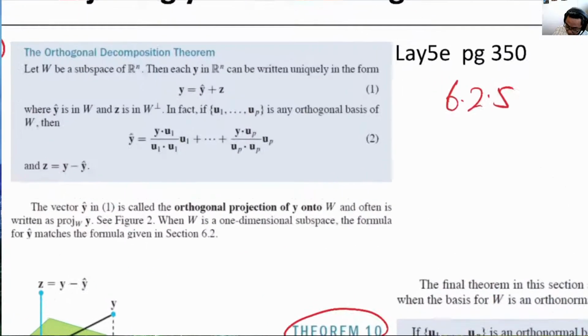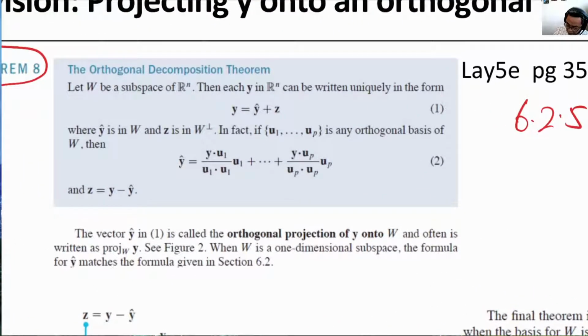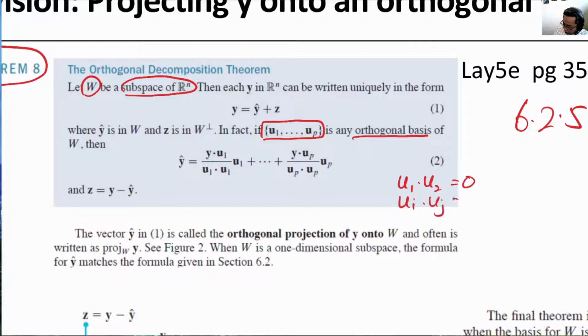Let's recap. If W is a subspace of Rn and we have u1 to up, an orthogonal basis. An orthogonal basis means ui dot uj equals 0 when i is not equal to j, but the norm of ui is not equal to 1. They are just orthogonal, they are not orthonormal.